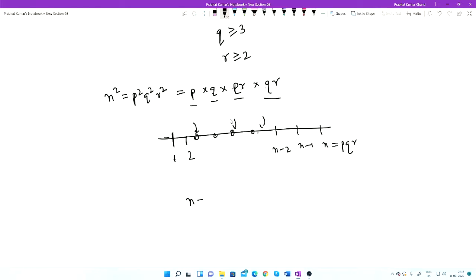So n minus 2 will be greater than or equal to n minus p, because 2 is the smallest prime number, so p is generally larger than or equal to 2.